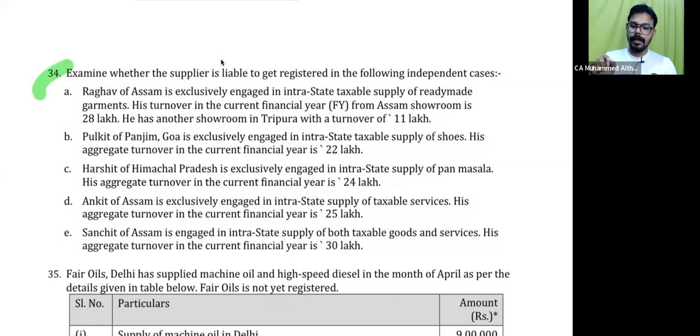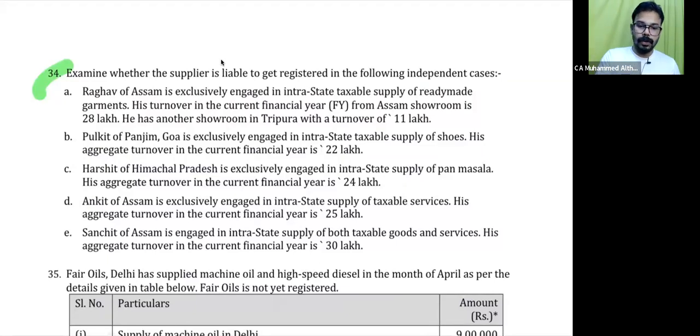Because there is another branch in Tripura. Tripura is a special category state. So if you have a branch in special category states and you're doing taxable supply from there, the limit of other branches also will become 10 lakh. That is the issue. So here, the limit of Assam is not 40 lakh, it is 10 lakh. It is just like Tripura. Clear? So here we have to take registration in Assam and also in Tripura.